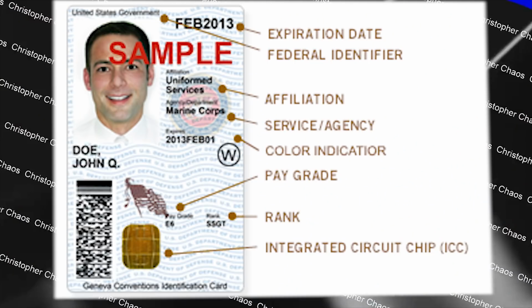This ID card is going to look different for dependents compared to active duty, as well as also look different for individuals that are retired. So those two ID cards will look a little bit different from each other, from if you're active duty or retired or a spouse. Now, let's talk a little bit about what is on that ID card.